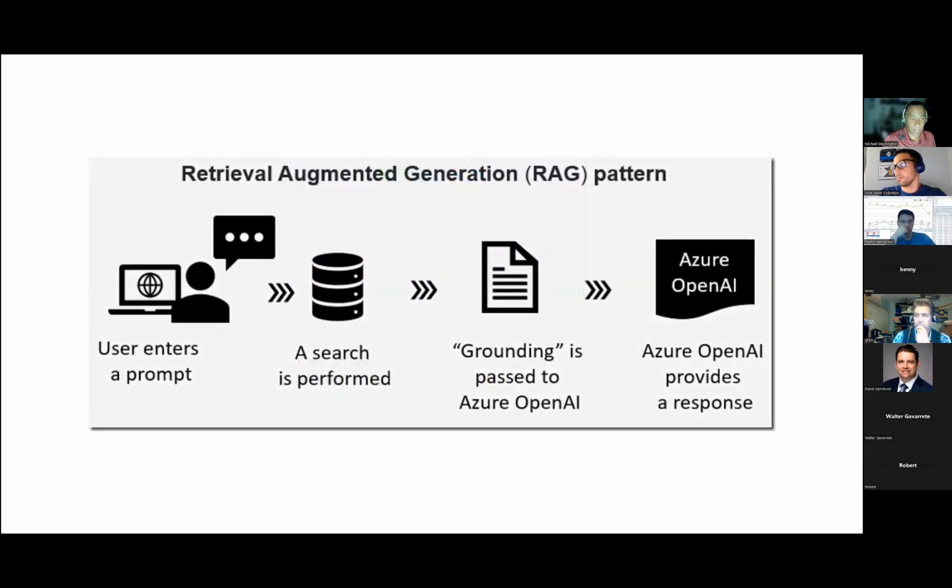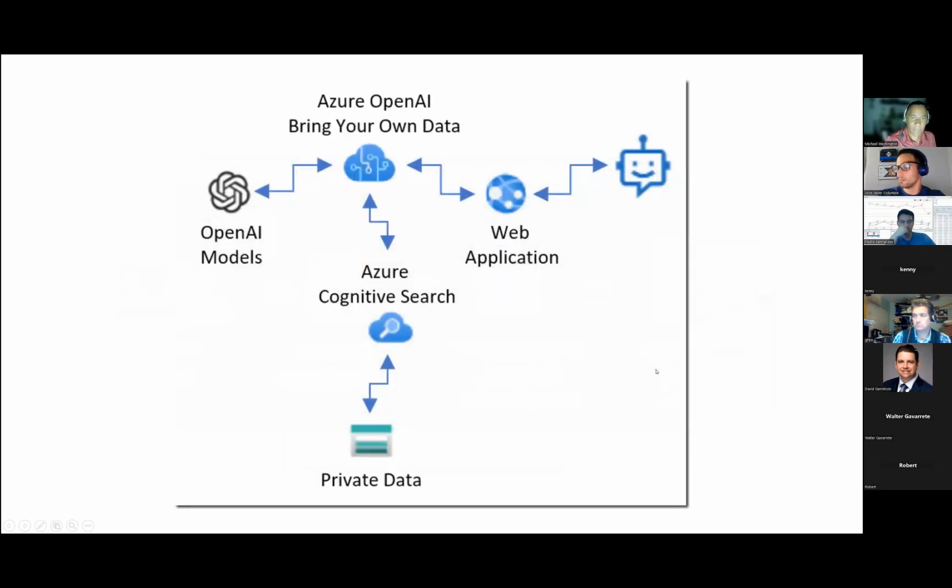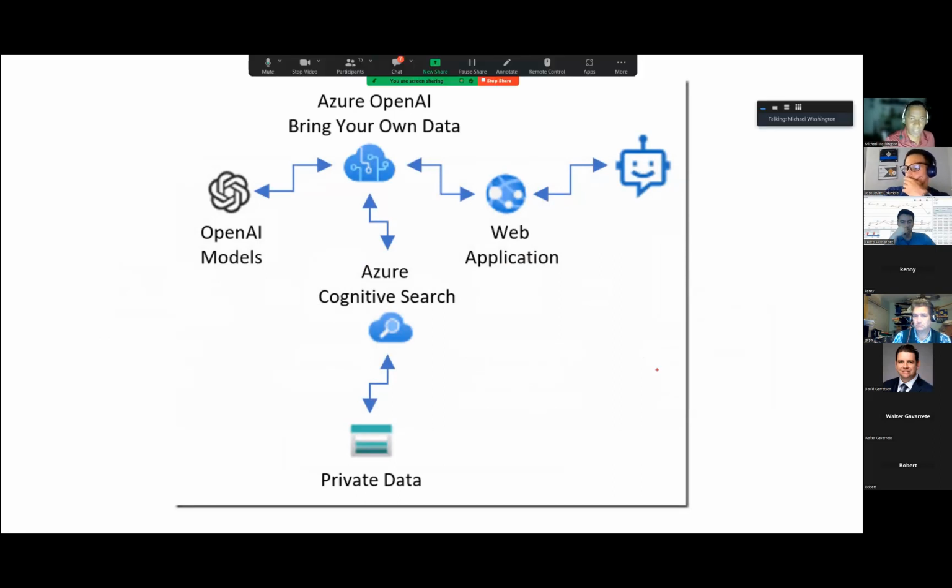It follows the same pattern. The user enters a prompt, a search is performed through a vector database. The information going back to the LLM is called grounding. So it's passed to the model, and then you get a response. This is kind of what their solution looks like. This right here, this is their solution. It, of course, is talking to the OpenAI models.